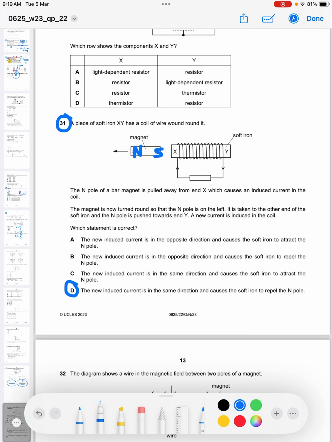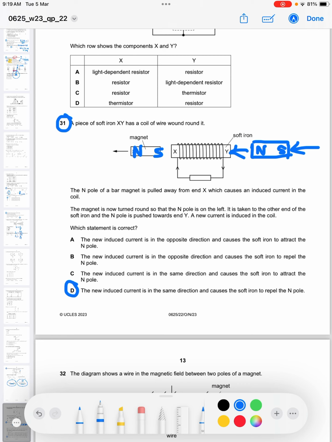So we then take the magnet, which is turned around, to the other side of the soft iron, with the north pole here and south pole here. And the north pole is pushed into end Y. The north pole is going to be pushed into this end Y. A new current is induced in the coil.